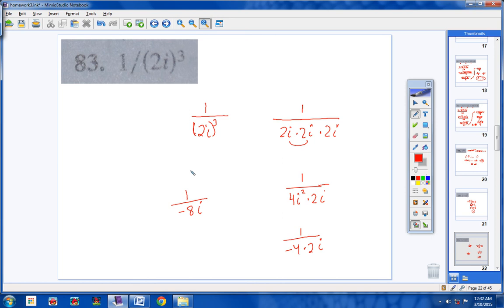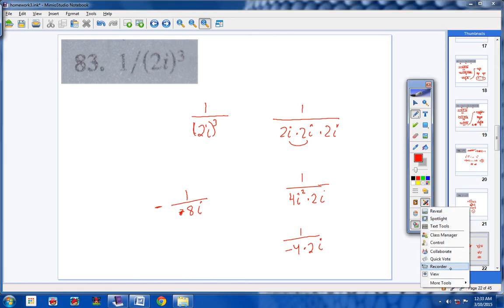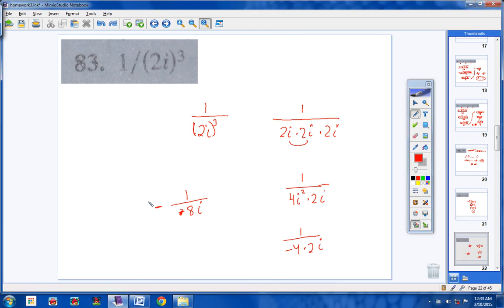If you want to take this negative and put it out front, that's totally fine also. I believe the back of the book did that. I'm not sure if they did, but students, you can put the negative here or the negative down here. It does not matter.